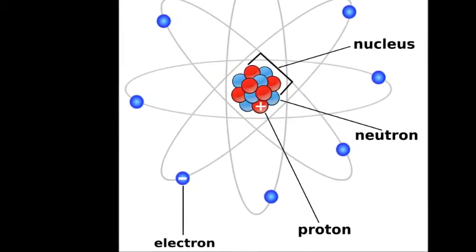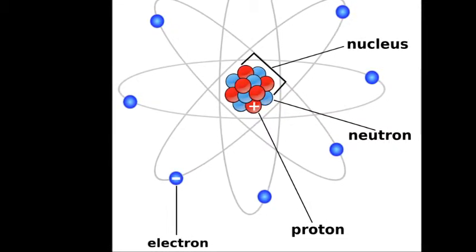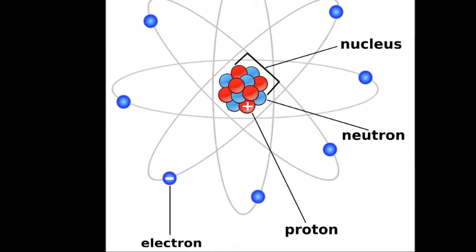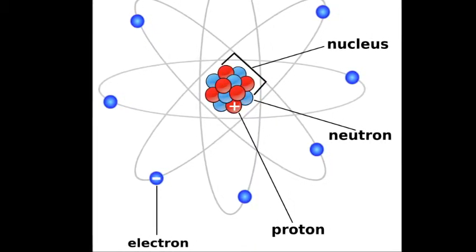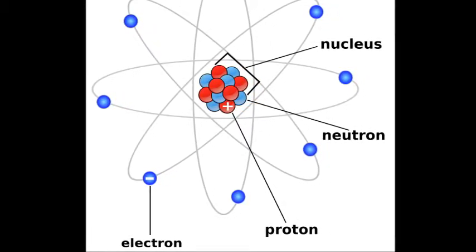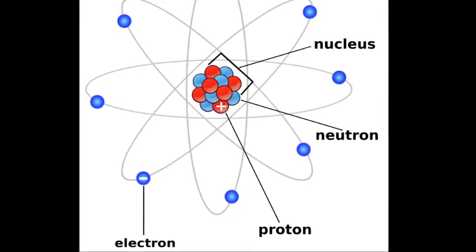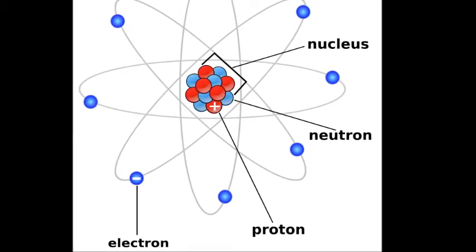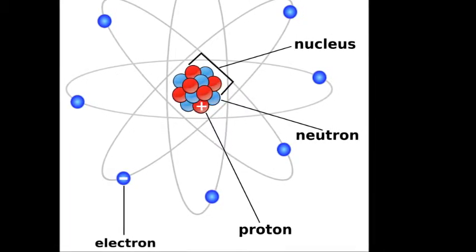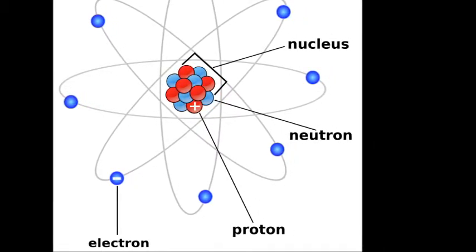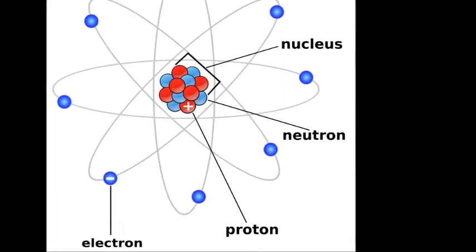Part 1, Parts of the Atom. The atom consists of a nucleus with electrons orbiting around it. Inside the nucleus are protons and neutrons. Protons and neutrons are called nucleons because they are located in the nucleus. Protons have an overall positive charge, and neutrons have an overall neutral charge, while electrons have a negative charge.